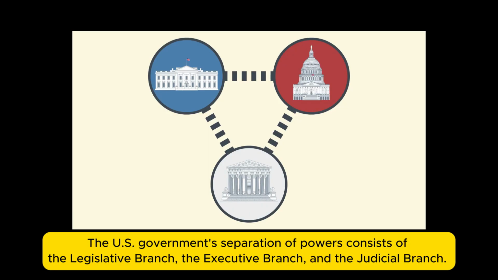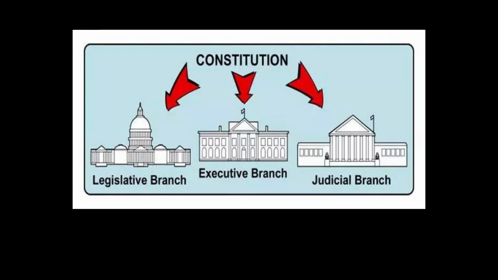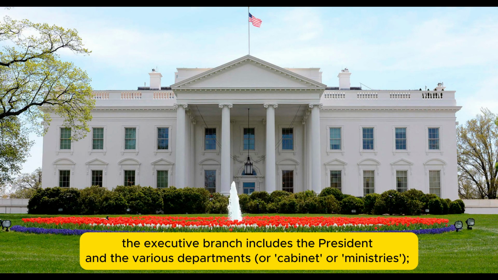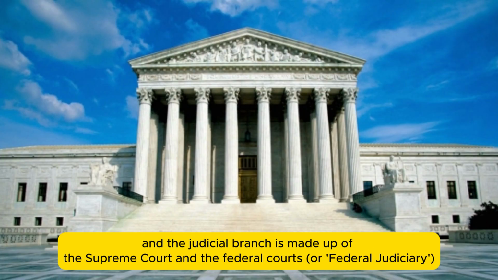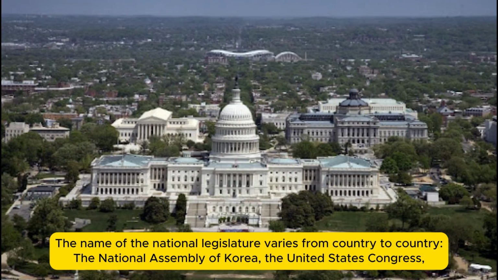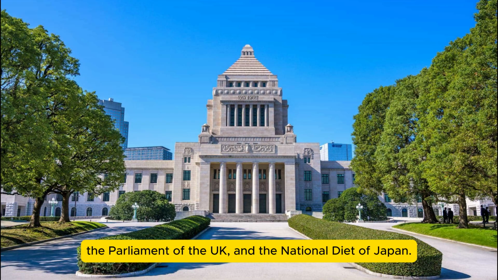The U.S. government's separation of powers consists of the legislative branch, the executive branch, and the judicial branch. The legislative branch is composed of Congress. The executive branch includes the president and the various departments or cabinet or ministries, and the judicial branch is made up of the Supreme Court and the federal courts or federal judiciary. The name of the national legislature varies from country to country: the National Assembly of Korea, the United States Congress, the Parliament of the UK, and the National Diet of Japan.